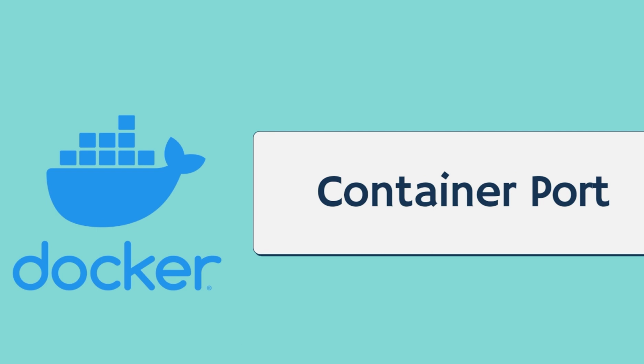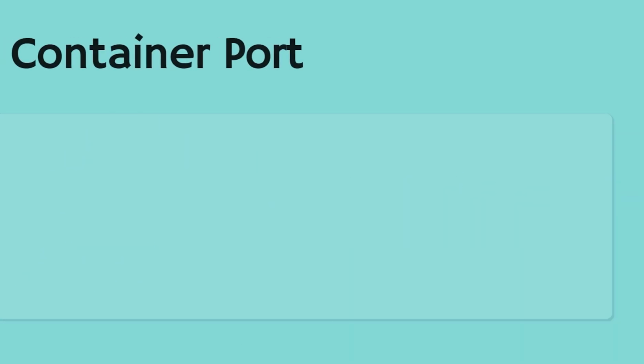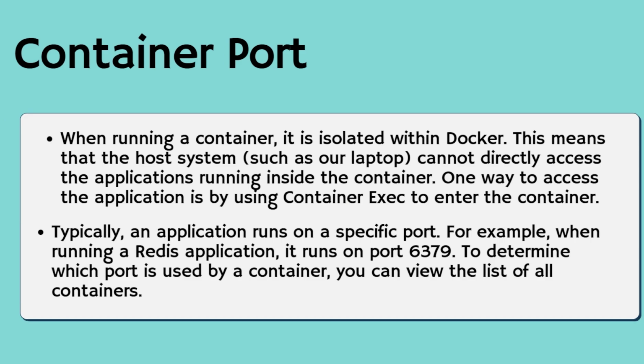When running a container, it is isolated within Docker. This means that the host system, such as our laptop, cannot directly access the applications running inside the container. One way to access the application is by using Container Exec to enter the container. Typically, an application runs on a specific port. For example, when running a Redis application, it runs on port 6379. To determine which port is used by a container, you can view the list of all containers.